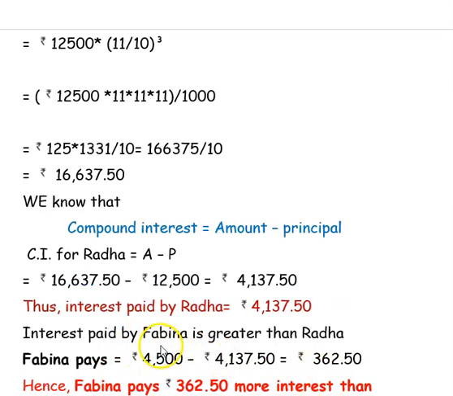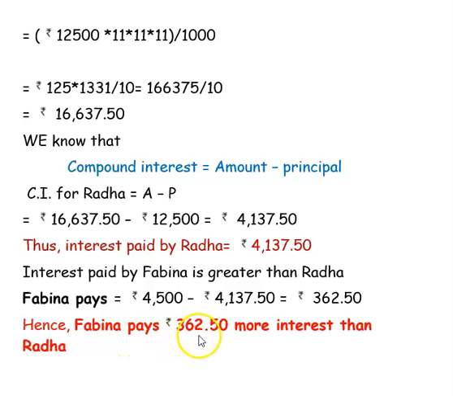The interest paid by Fabina is greater than Radha. She pays rupees 4,500. So how will you find the difference? Fabina's interest minus Radha's interest. So Fabina is 4,500 minus Radha is 4,137.5. So the difference is 362.50. So hence Fabina pays rupees 362.50 more interest than Radha.